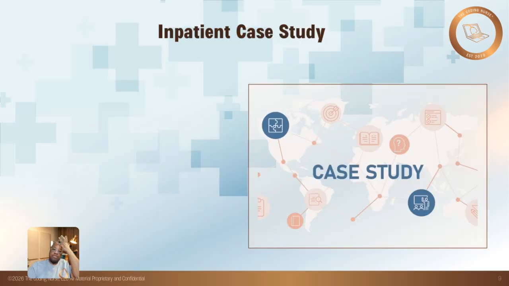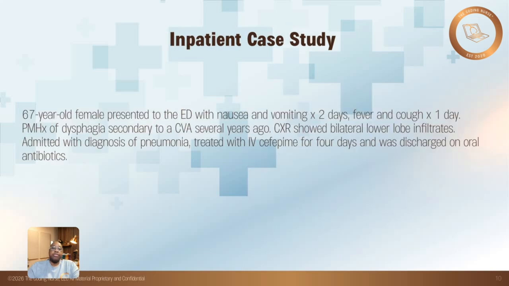Now we're going to run through a quick inpatient case study. In the case study, we have a 67-year-old female who presented to the ED, emergency department, with nausea and vomiting times 2 days, fever, and a cough for 1 day. Past medical history is dysphagia secondary to CVA, or stroke, several years ago. Chest x-ray showed bilateral lower lobe infiltrates, and the patient was admitted with a diagnosis of pneumonia, treated with IV cefepime for 4 days, and was discharged on oral antibiotics. So that's pretty much our case study.